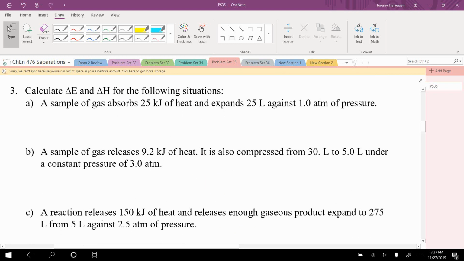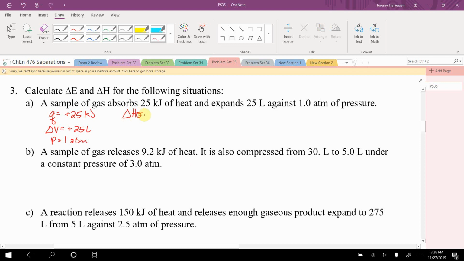All right, calculate delta E and delta H for the following situations. So we've got a gas that absorbs 25 kilojoules of heat. Cool, so Q equals positive 25 kilojoules. Again, it expands 25 liters, so my change in volume is going to be positive 25 liters against 1 atmosphere. We're looking to calculate delta H, and we're looking to calculate delta E.